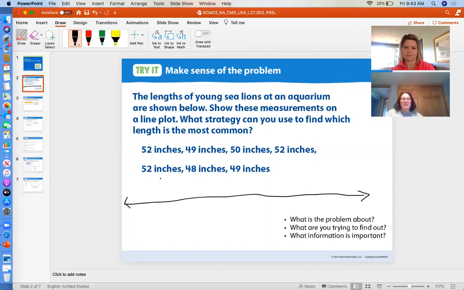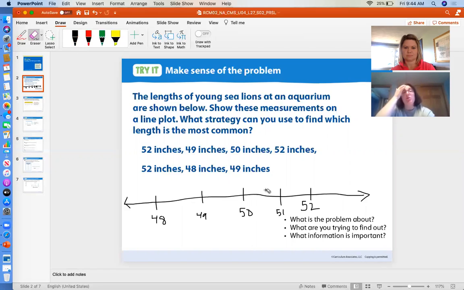And I'm looking 52, 49. Oh, 48 looks like my littlest. And then I'm looking, and I think 52 looks like my biggest. And remember, it's okay if your number line goes beyond that, right? We're just making ours as good as we can. So in between, we need to put 49, 50, and 51. Because we want to make sure we include all the numbers from 48 to 52.